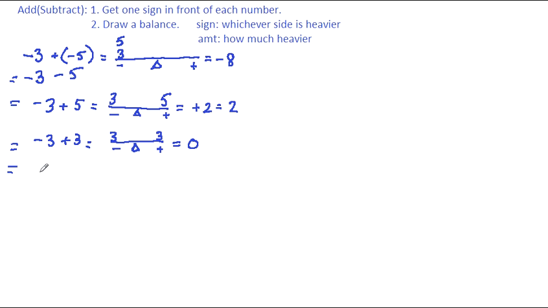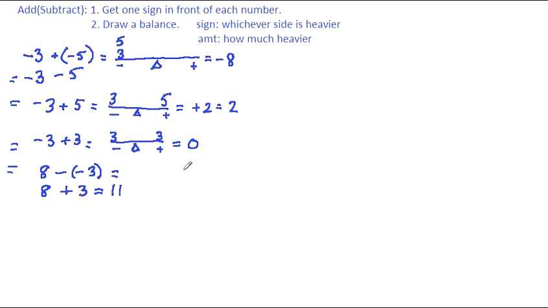Okay. Now let's look at another subtraction. Let's look at 8 minus a -3. Okay, and this time we have one sign for each number. We've got to get one sign. 8's positive, so we'll just leave it the way it's written. But a negative in front of a -3 is a +3. And you don't even need a balance for this one. 8 plus 3 is 11.